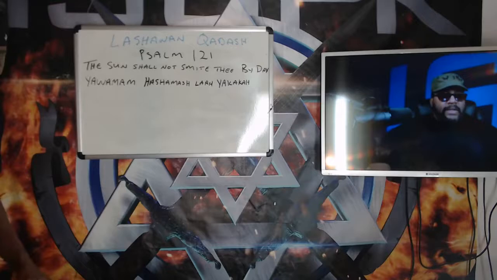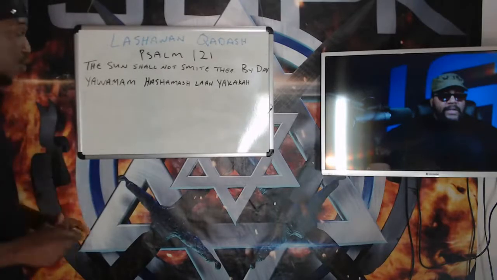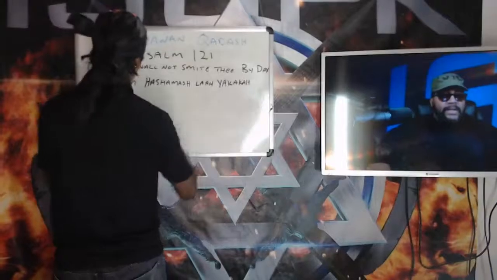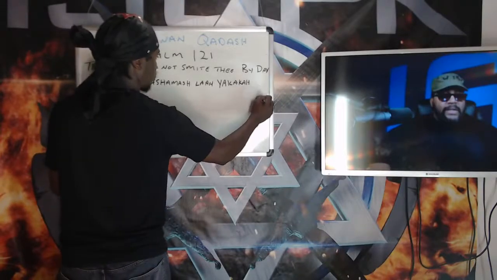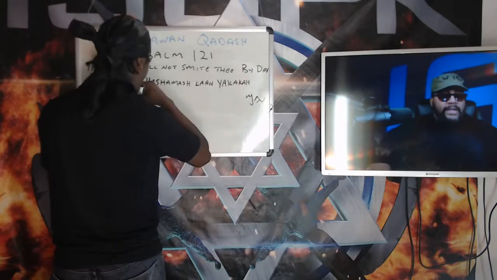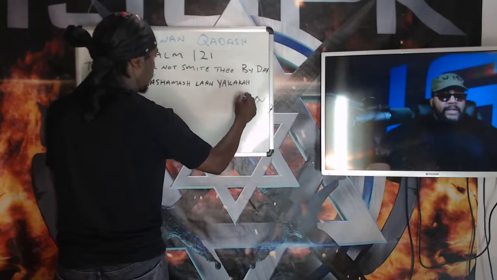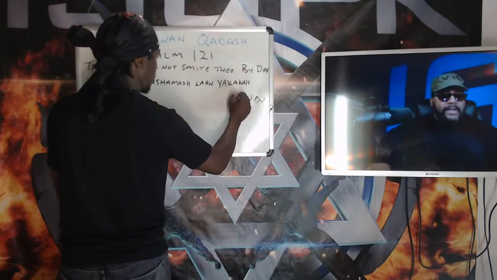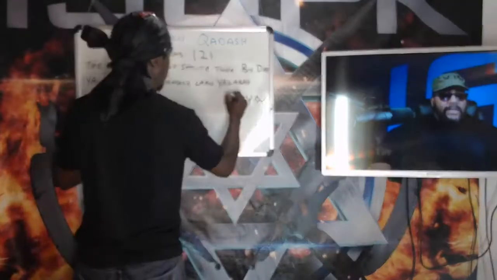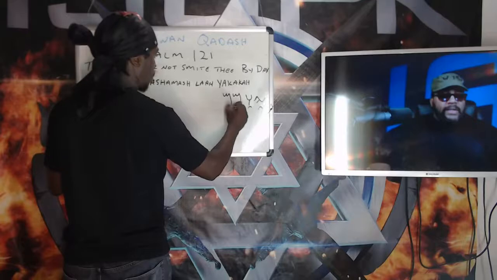Right, so now we have the English up here. We have how we pronounce or say it in Hebrew. Now we're going to write down the actual Hebrew, from the right to the left, which is yomam. Yomam.